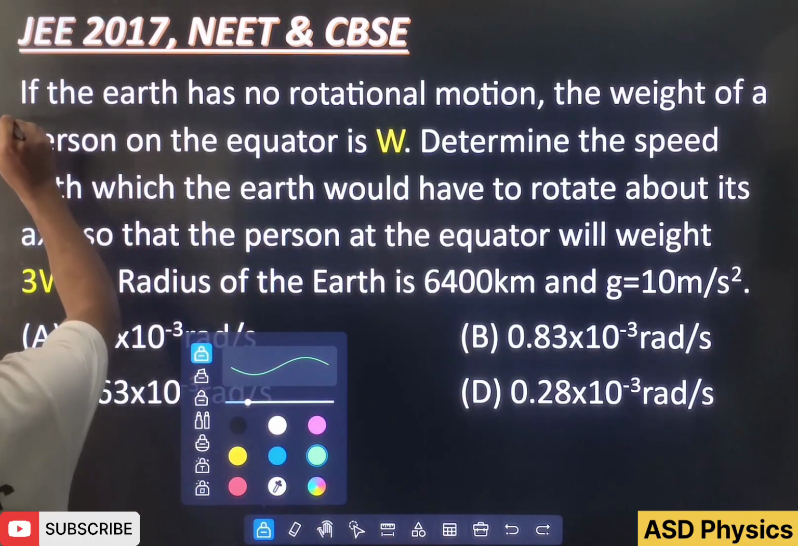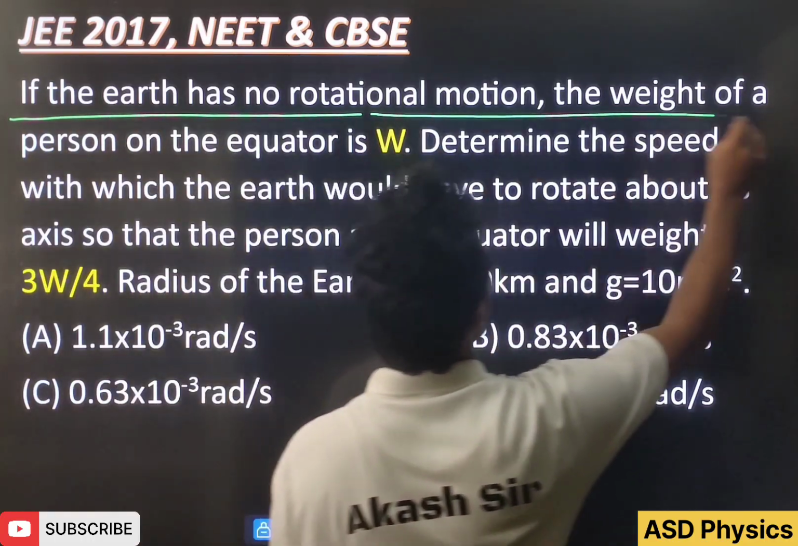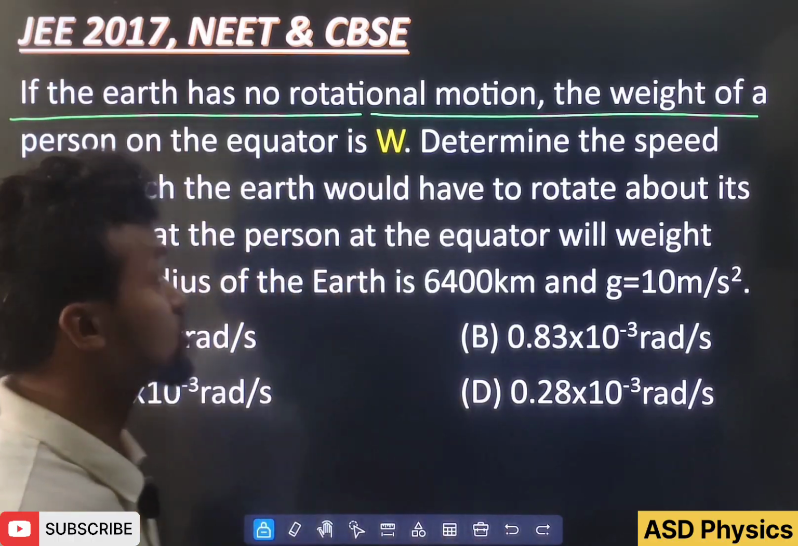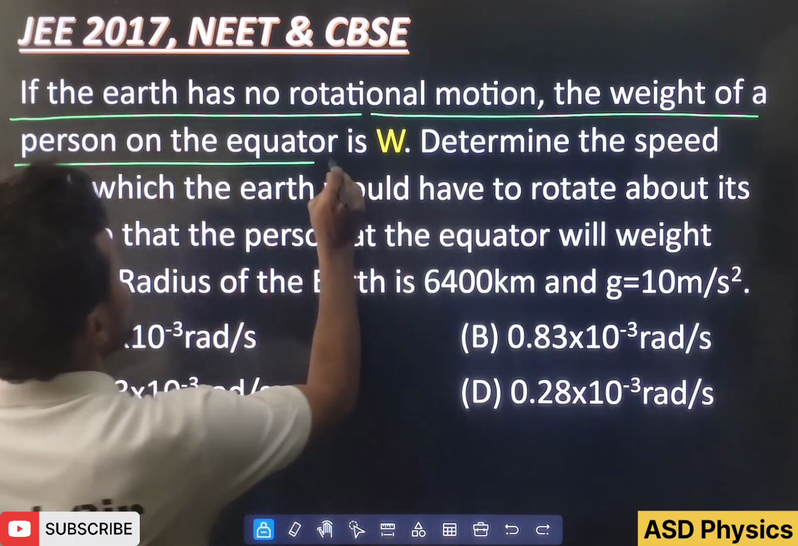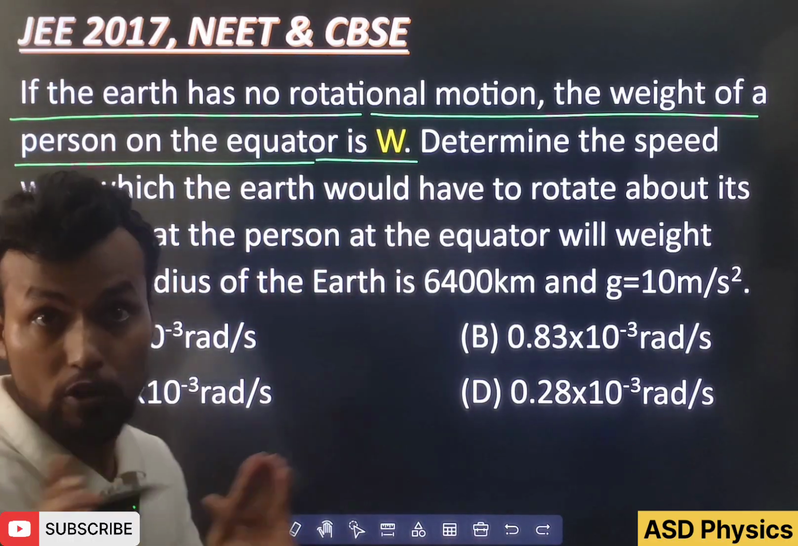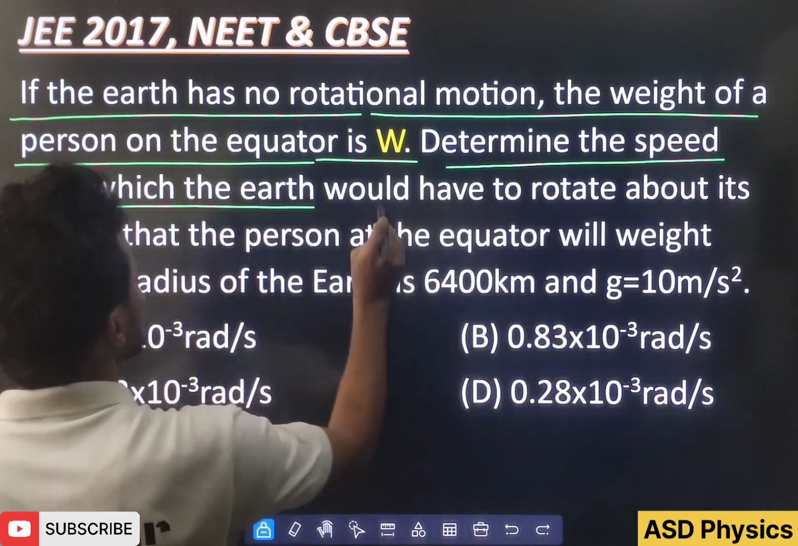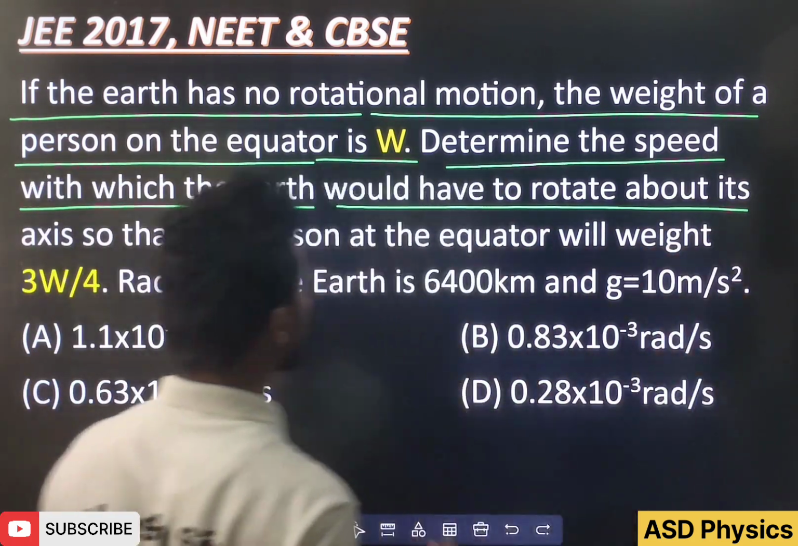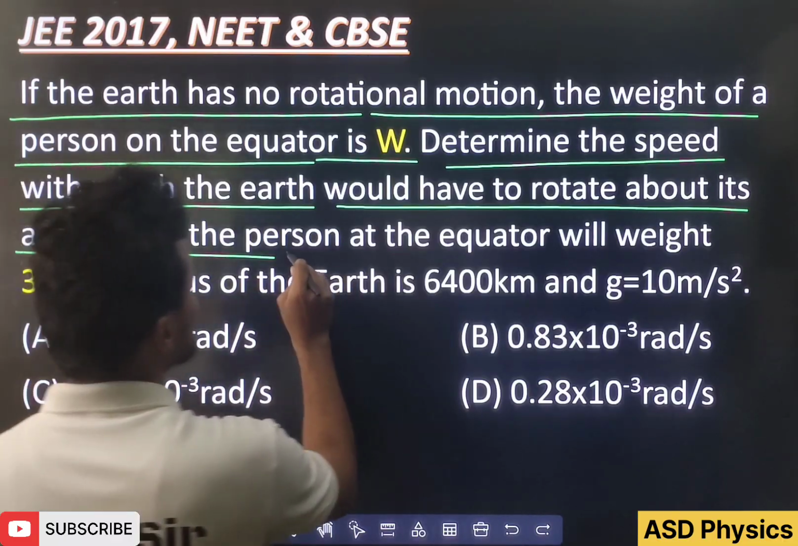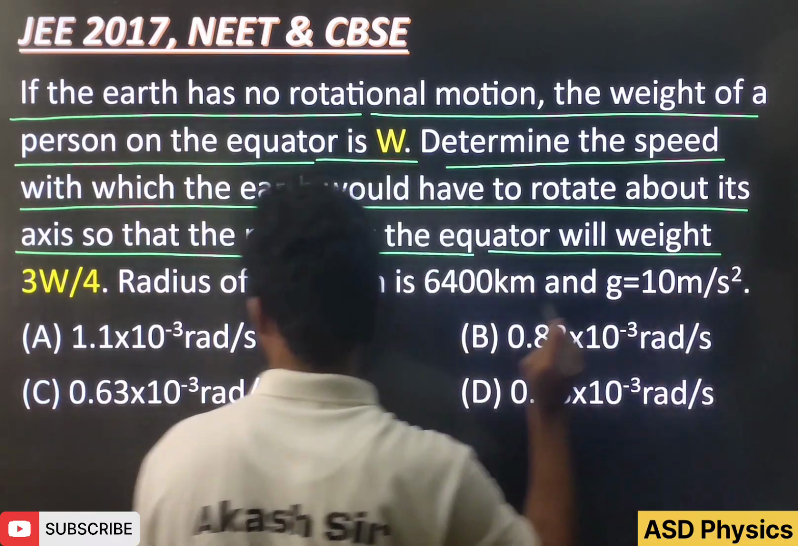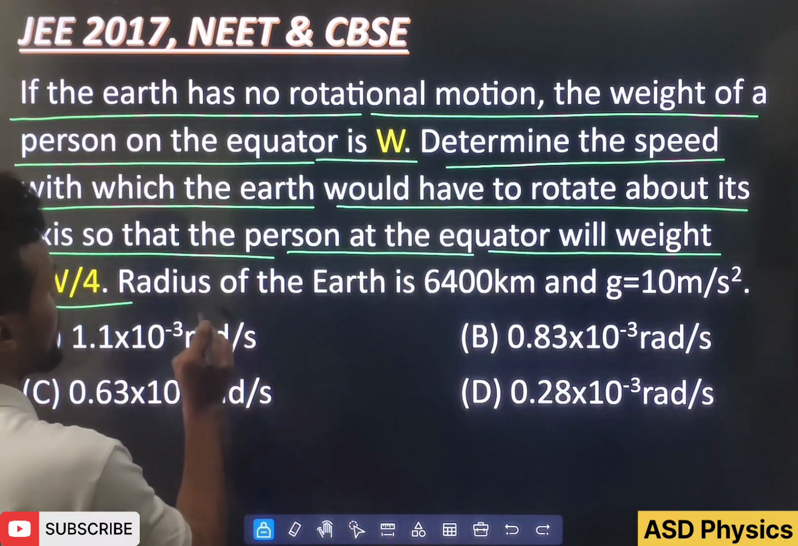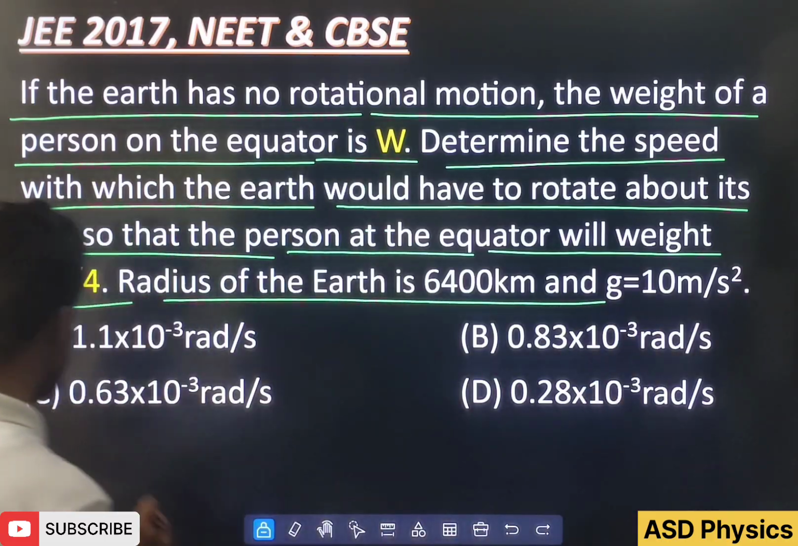The question is: if the earth has no rotational motion, the weight of a person on the equator is W. Rotational motion is not there. Now, determine the speed with which the earth would have to rotate about its axis so that the person at the equator will weigh 3W by 4. The radius of the earth is given here.